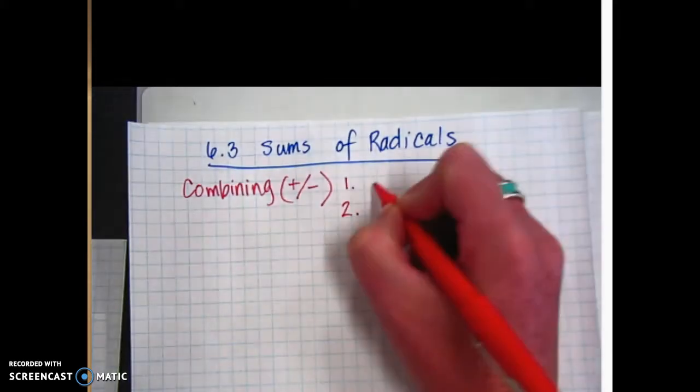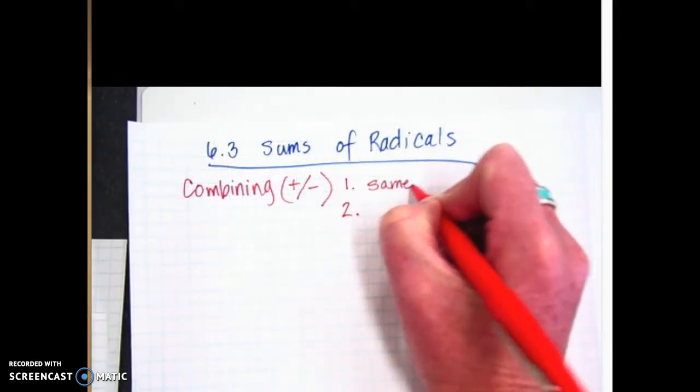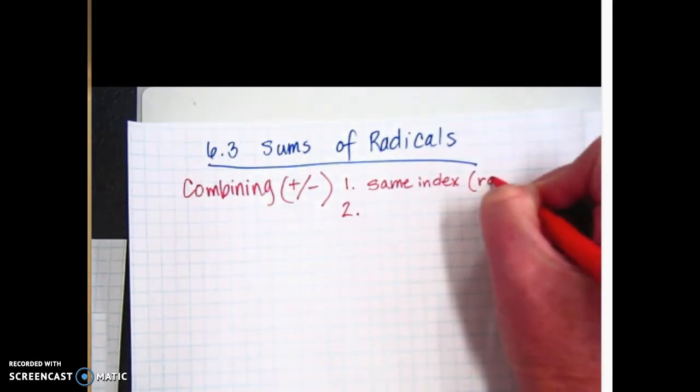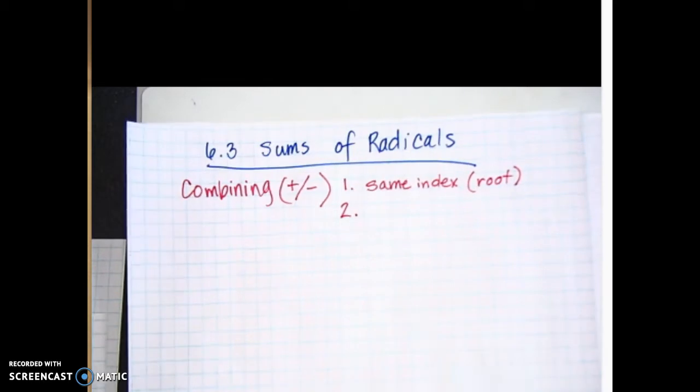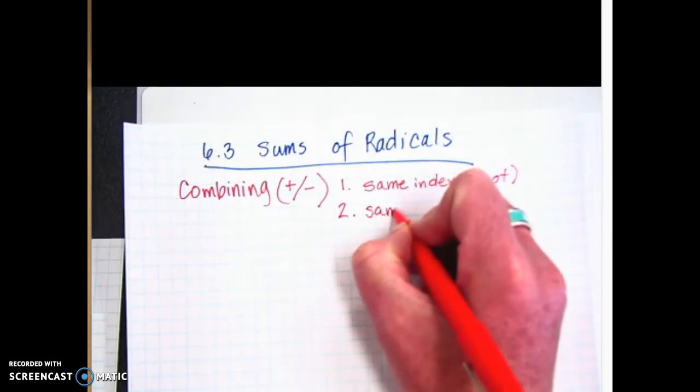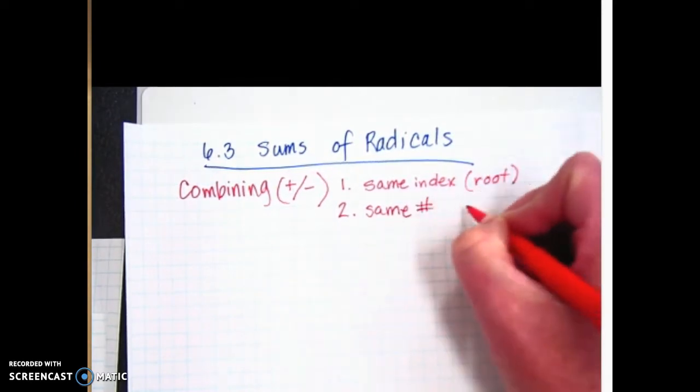You need to have the same index. Index is just fancy for the root. So if they're both square roots, great. If they're both cubes, great. But if you have a cube root and a square root, they can't combine. And you need to have the same number under the radical.